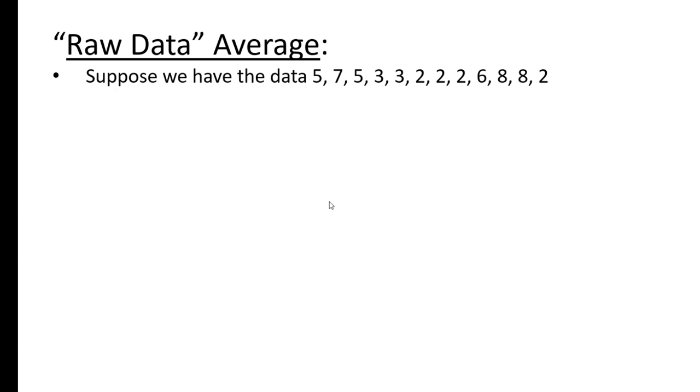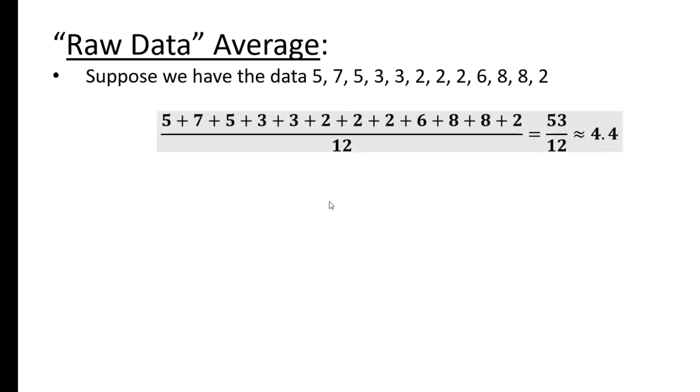Let's suppose we have this data right here. I just made up a data set just to discuss. Okay, so a raw data average, the kind you've been doing forever, you'd add them all up and then divide by how many there are. So if you add them all up, you get 53. There are 12 in the list. You divide and you get 4.4.